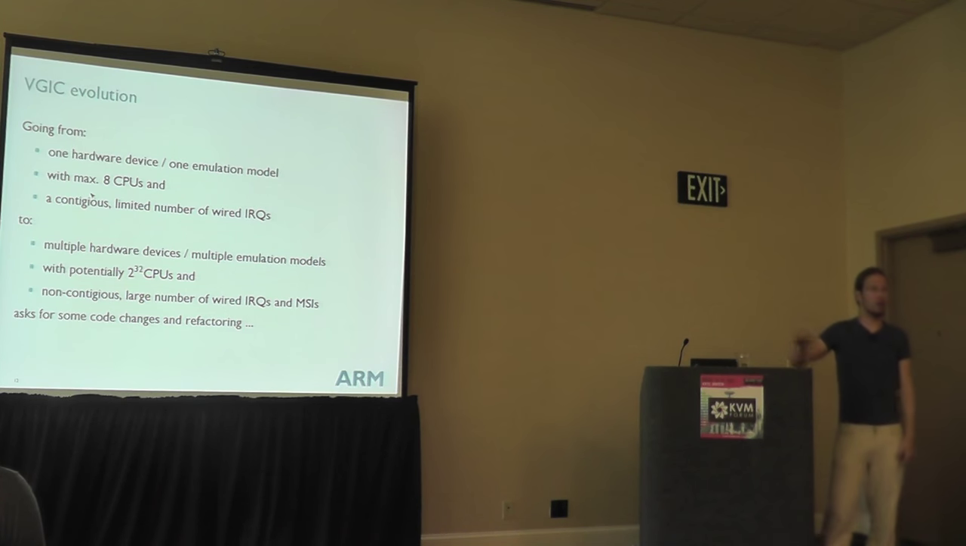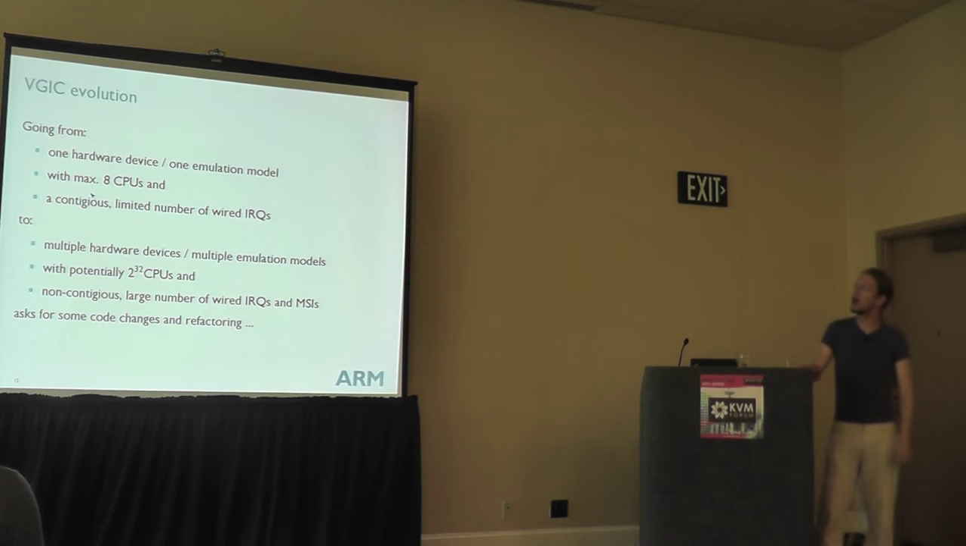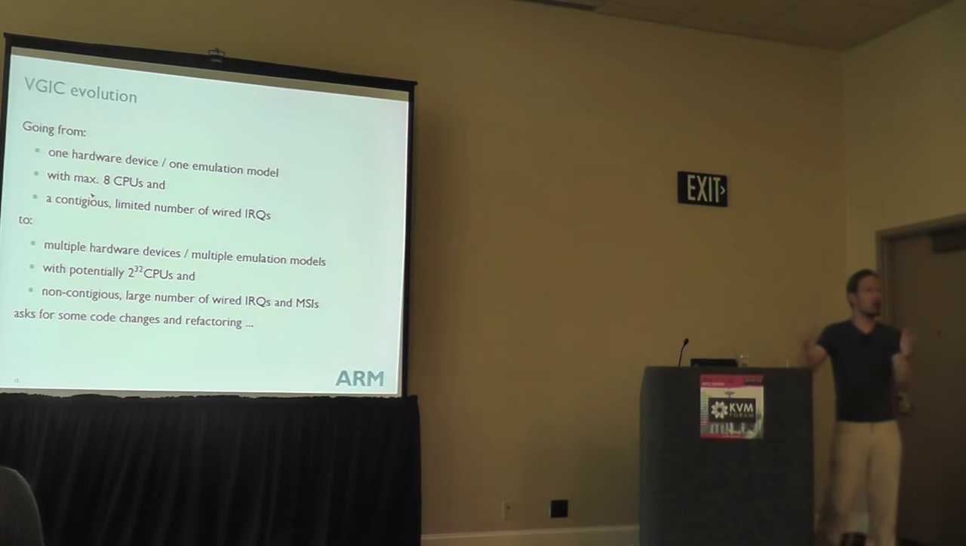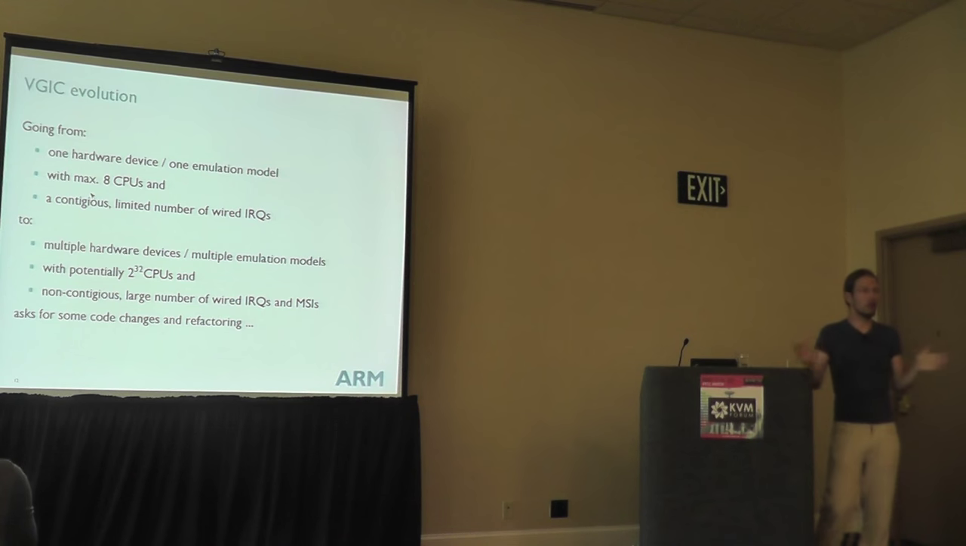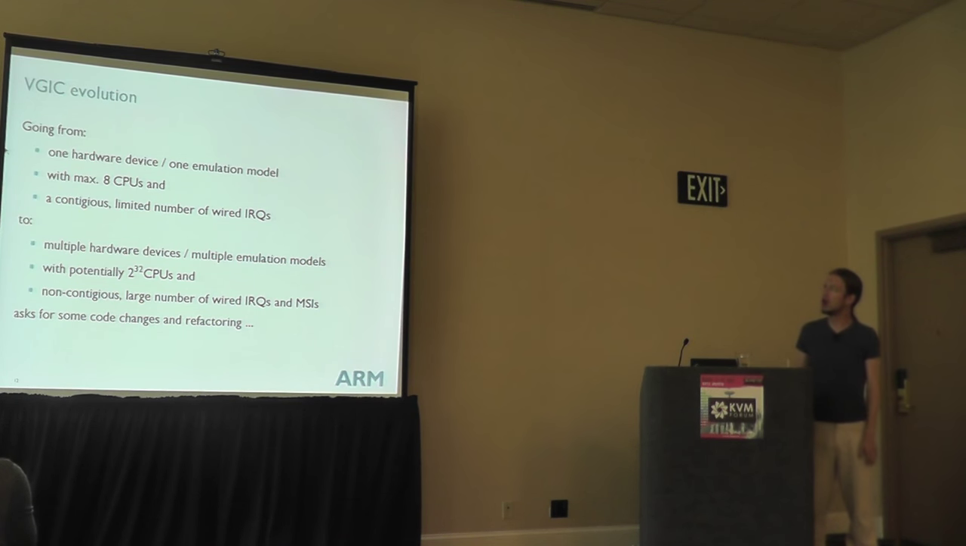There was a limit of 8 CPUs that we easily coped with by doing everything in bitmaps. So it's quite okay to have 1 byte per interrupt, which gives you the CPU number, fine. And also, we had only wired interrupts, and the number of them was known from the beginning. It was a fixed value. You could set it up, and it was contiguous, so bitmaps is fine and easy to do.